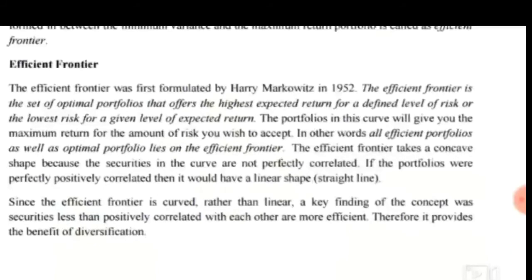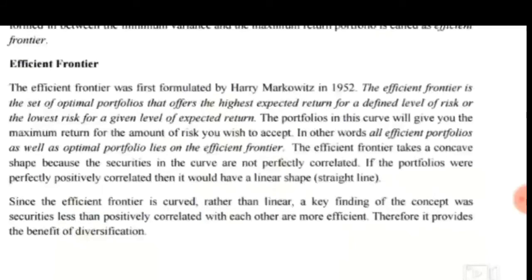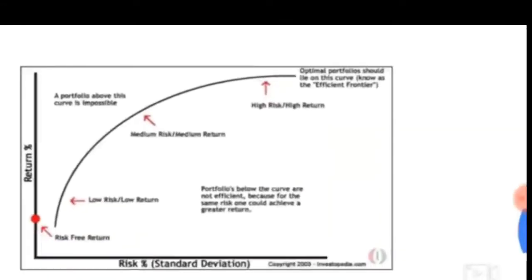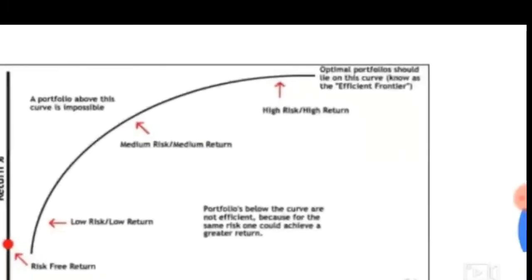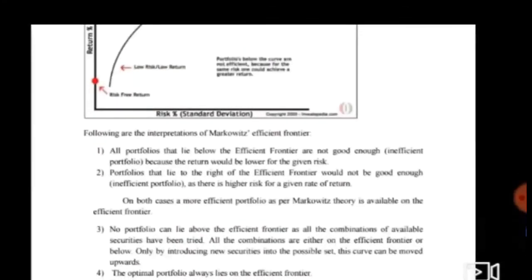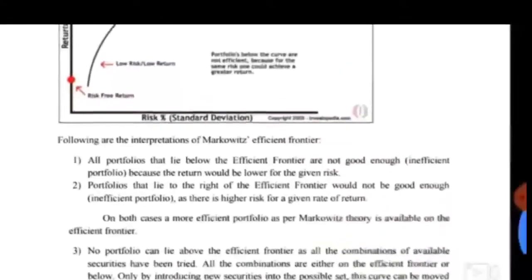Since the efficient frontier is curved rather than linear, a key finding was that securities less than positively correlated with each other are more efficient. Therefore, it provides the benefit of diversification. So here they have given a simplified diagram of this efficient frontier. Before that, we will see the interpretations from the text itself.